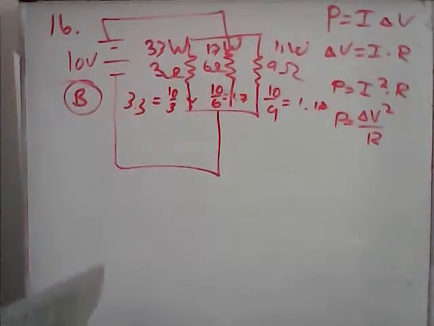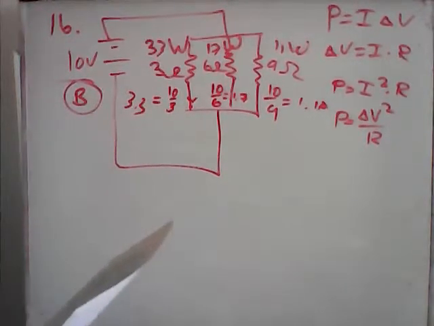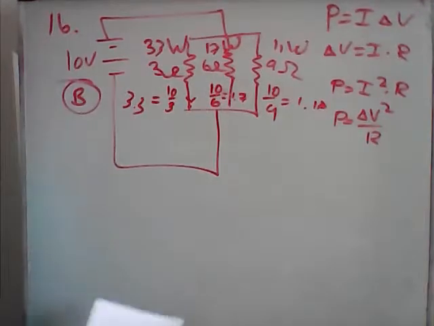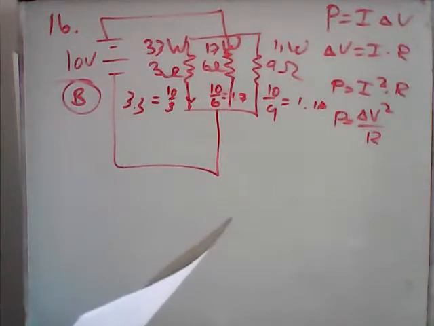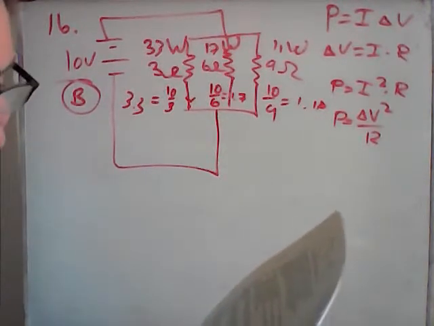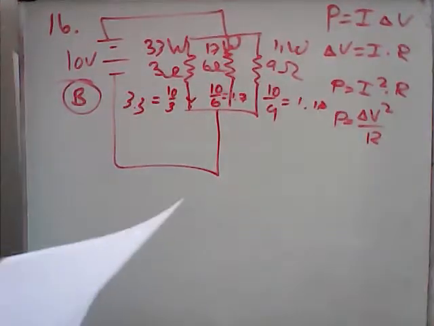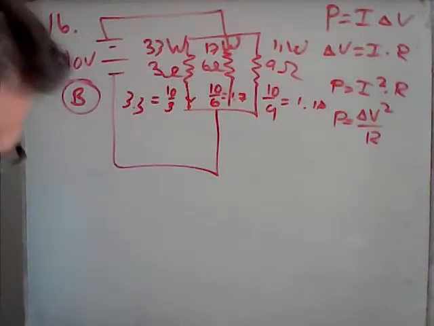Okay, moving along. Question 17. When 2 resistors having resistances R1 and R2 are connected in parallel, the equivalent resistance of the combination is 10 ohms. Which of the following statements about the resistances is true?